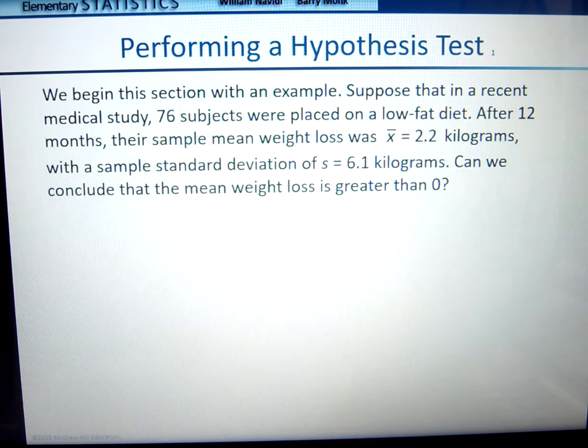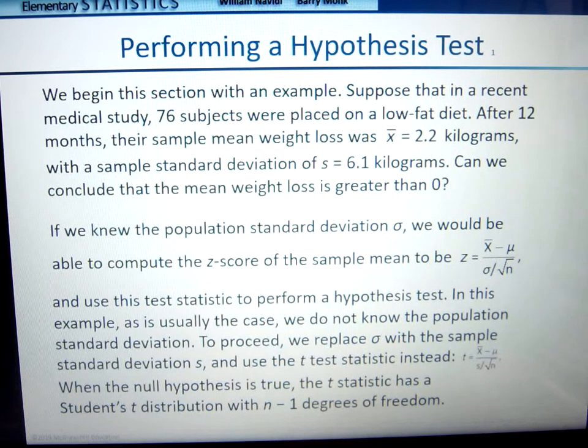Suppose that in a recent study, 76 subjects were placed on a low-fat diet. After 12 months, their sample mean weight loss was 2.2 kilograms with a sample standard deviation of 6.1 kilograms. Can we conclude that the weight loss is greater than 0?